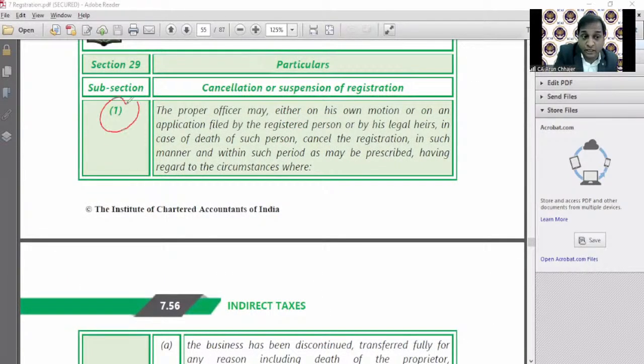Section 29 subsection 1 talks about when the proper officer, either on his own motion or on an application filed by the registered person, or in case of the death of the person, his legal heir can file the application for cancellation.